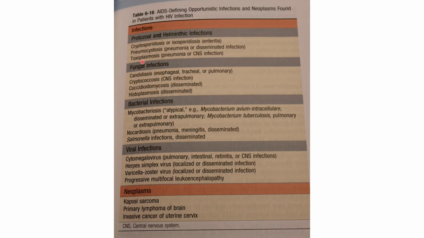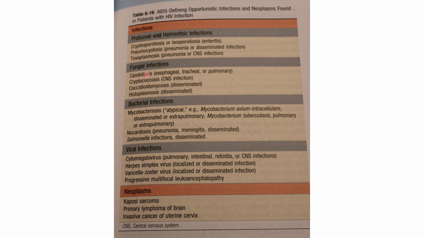These are AIDS-defining opportunistic infections. You could get protozoal and helminth infections, cryptosporidiosis, which I had a post-mortem with, that is the cause of death in HIV. Pneumocystis carinii pneumonia, which has a particular histologic appearance under the microscope. Toxoplasmosis manifests either as pneumonia or, more commonly, in the central nervous system.